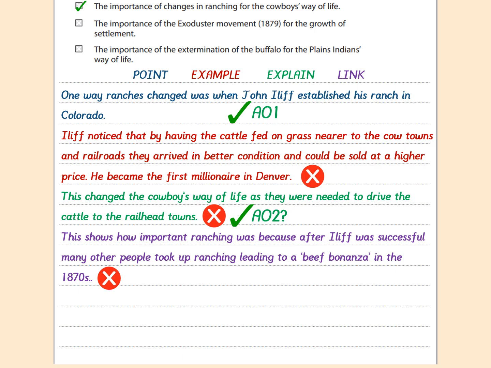It might be phrased as if it is, but if we look at it, it's really about how Iliff influenced the beef bonanza that came later, and that's not about the cowboy's way of life at all. No marks for that, I'm afraid.